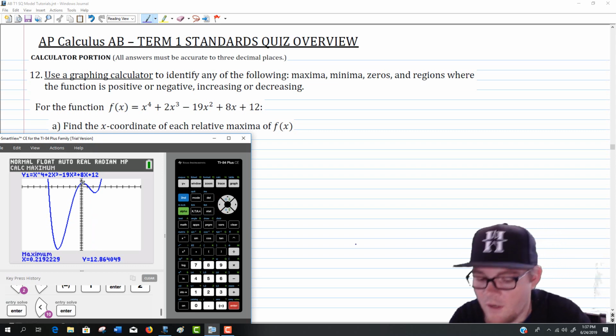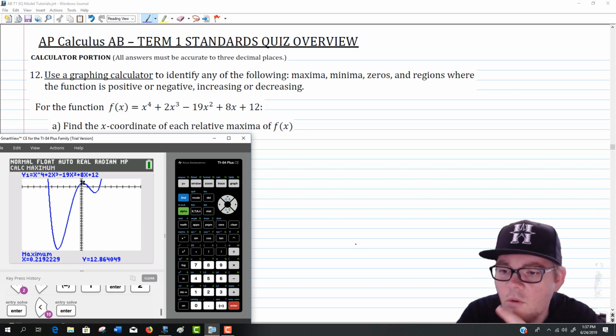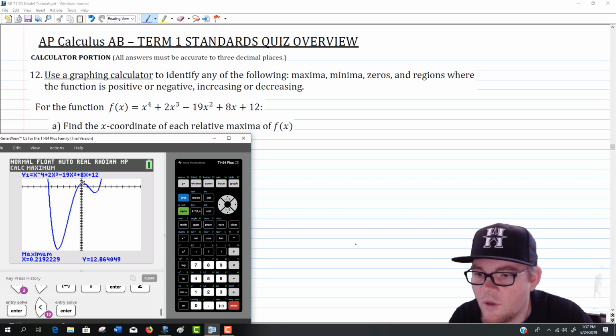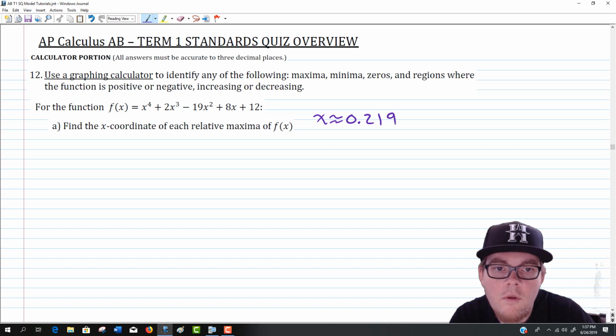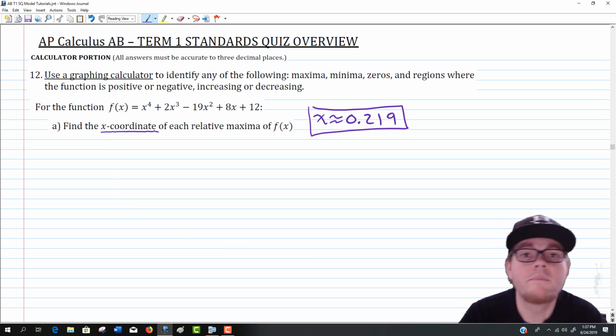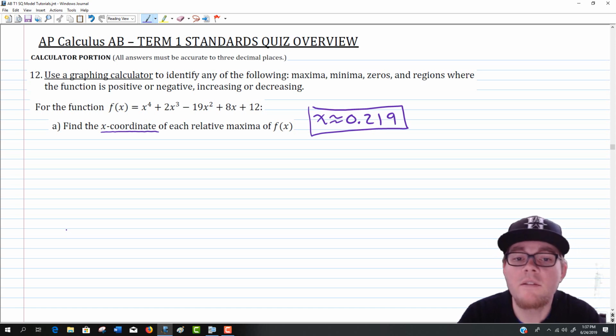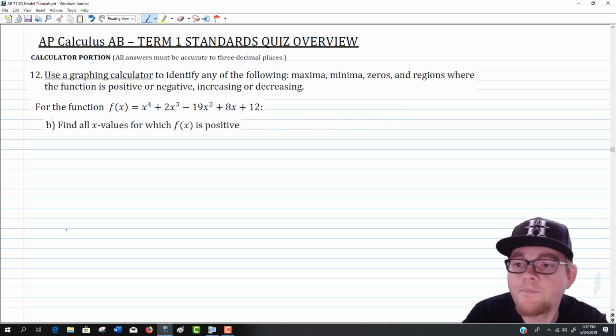Press enter, and it very quickly, this is a really fast calculator, tells me that the x-coordinate of that maximum is 0.219. So there is our x-coordinate. And I will point out, by the way, that it does in fact say x-coordinate. It doesn't say the ordered pair. So if you put the ordered pair in this case, you would be incorrect. So there's our first one. We found the x-coordinate really fast. Nice little addition of using numbers rather than toggling with the arrows.